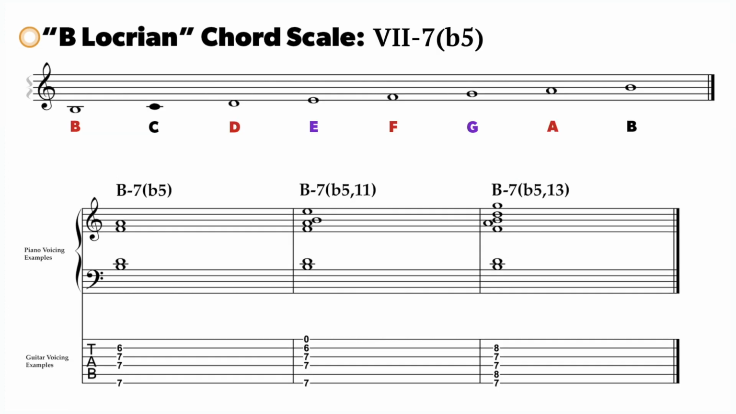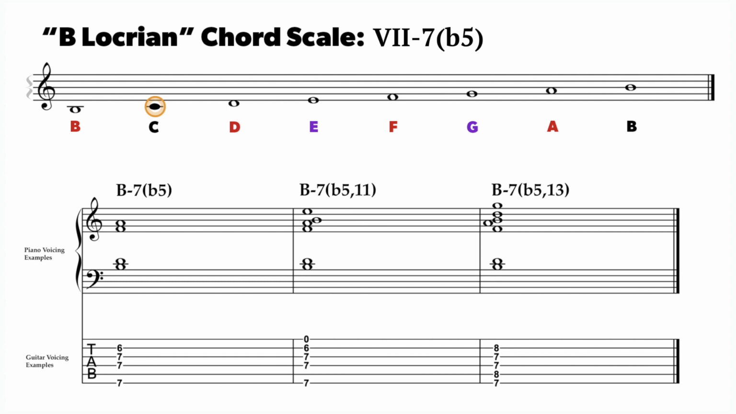And the last chord scale in the key of C major is your B Locrian chord scale, which works over your B minor 7 flat 5 chord. The notes B, D, F, and A make up the chord tones. The note C is a half step above B, so that is not an available tension.